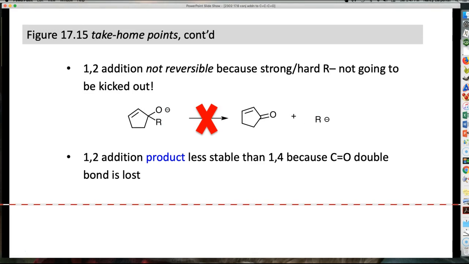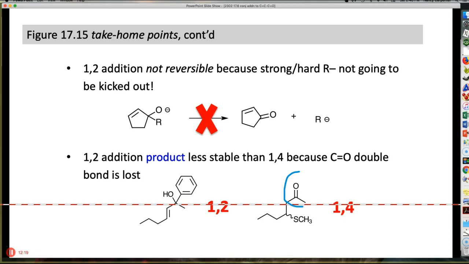Okay, and then the last key point is that when you make the 1,2 addition product, it's not the most stable. Why? Because in 1,4 you are making a rock. The CO double bond is a super strong bond. You lose the CO double bond in 1,2 addition. You retain it in 1,4 addition. All right, let's pull all these together.